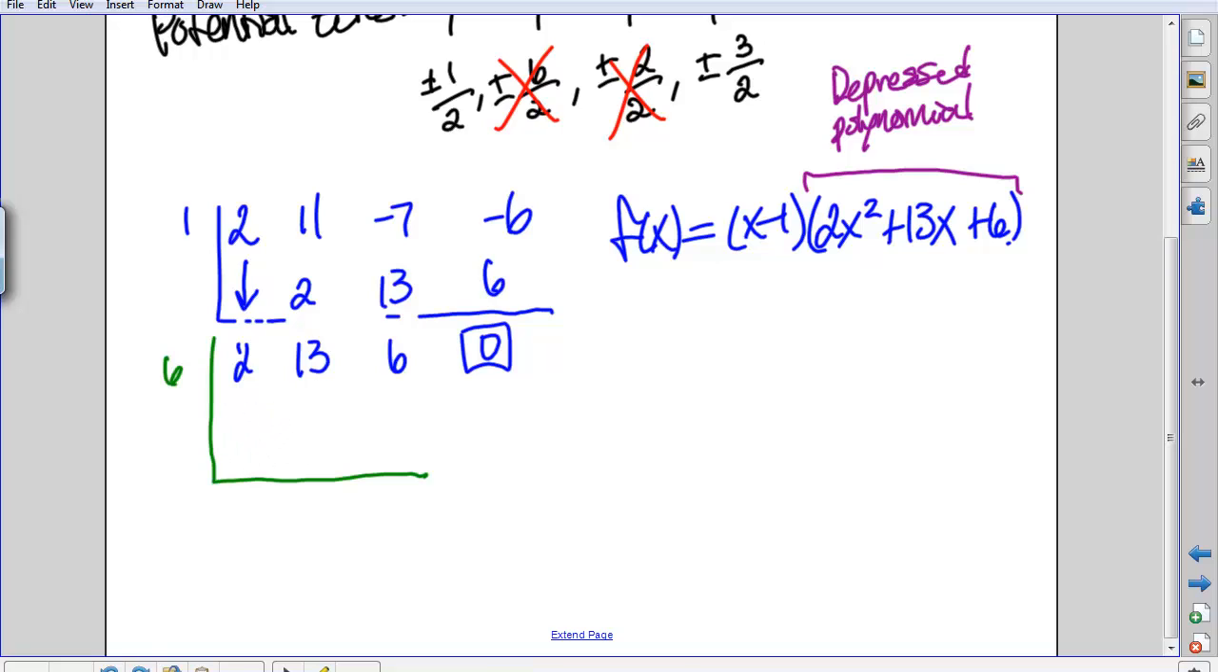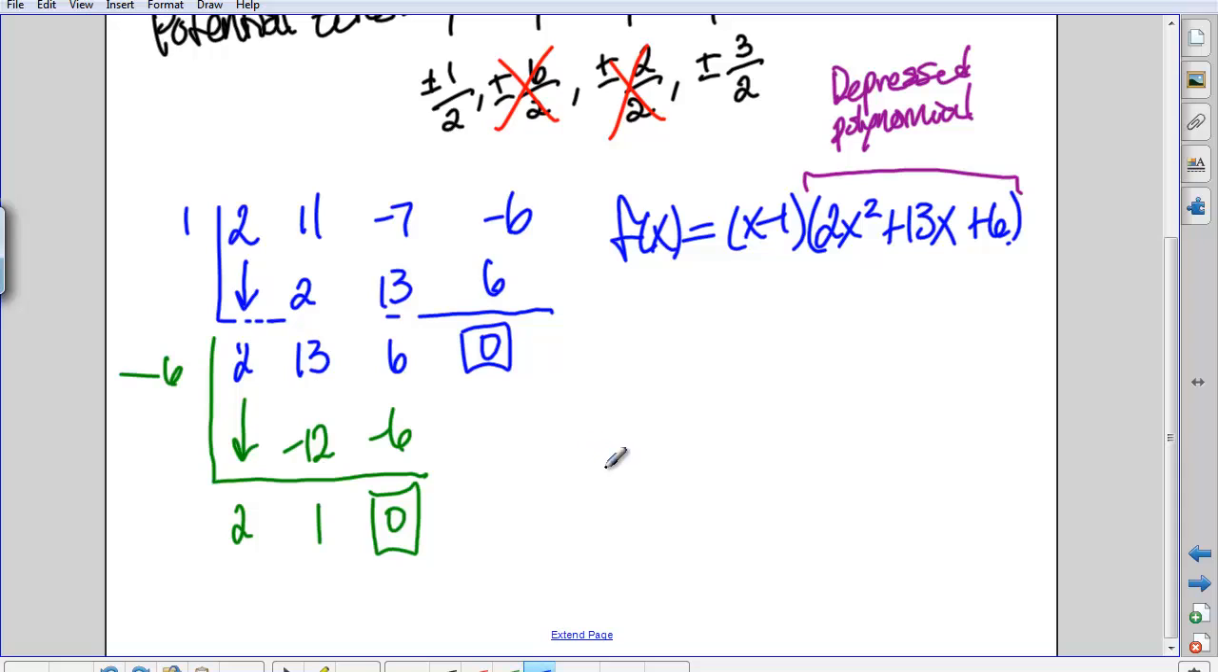So let me try negative 6. Bring down the 2. That's a negative 12. If we add that, we get 1. Negative 6 and 1 is negative 6. And there's my zero. Cool. So I found another zero.